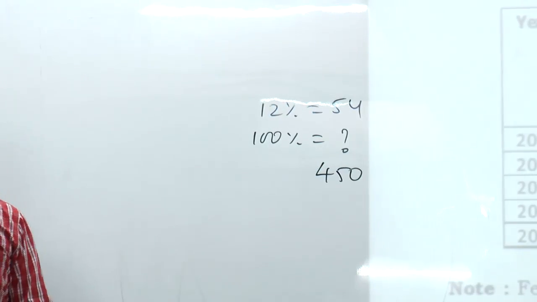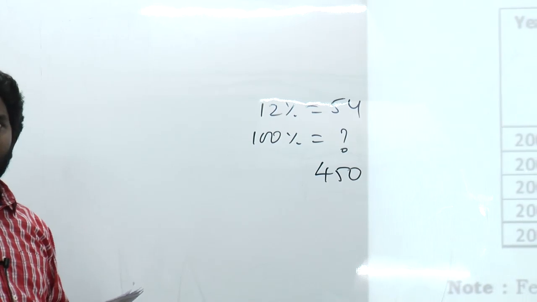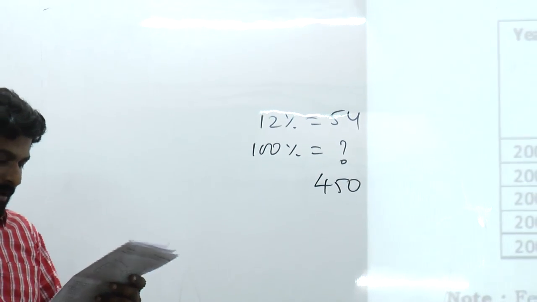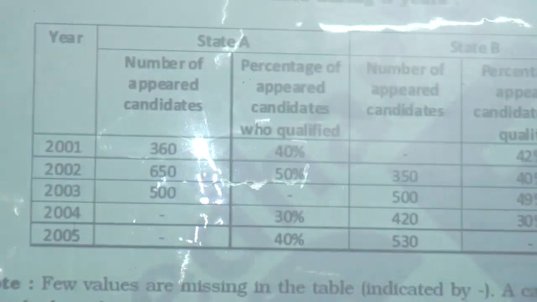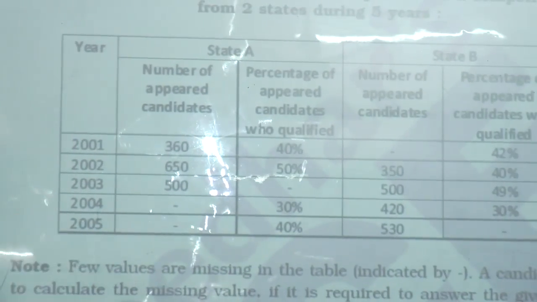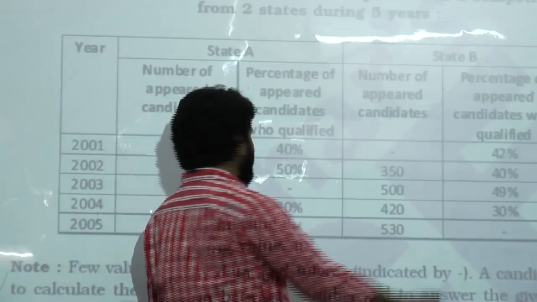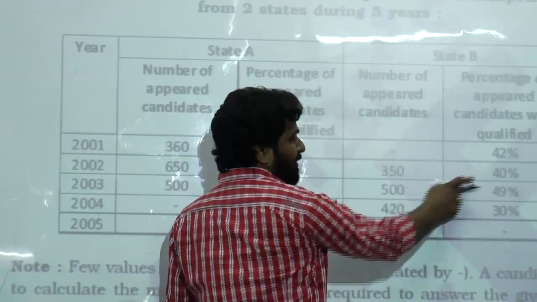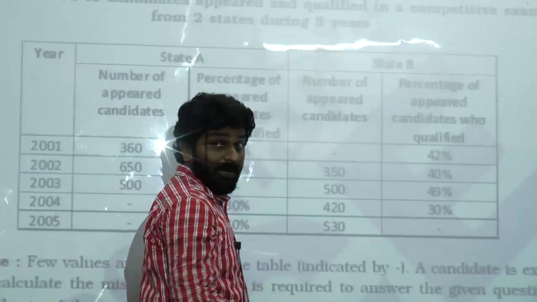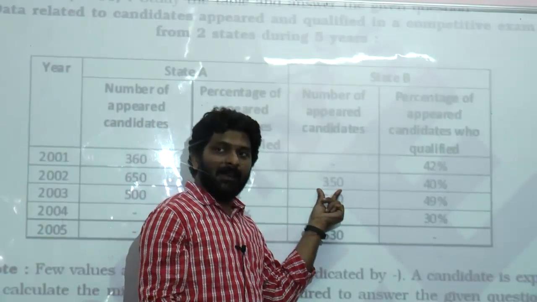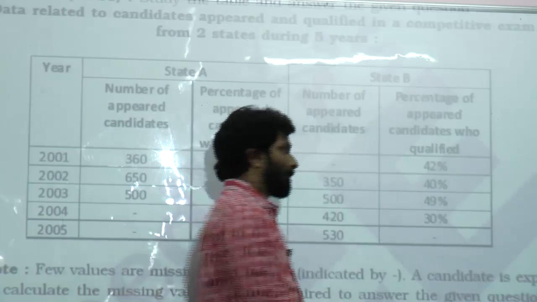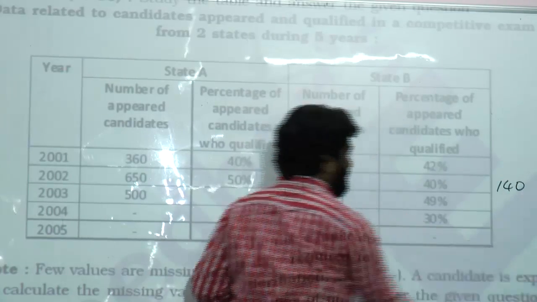Next, what is the difference between number of qualified candidates from state B in 2002 and 2003? State B qualified candidates difference. In 2002, that is 40%. How will you get 40%? 10% double double. 10% 35, double, 70, again double. Right, this is 140.